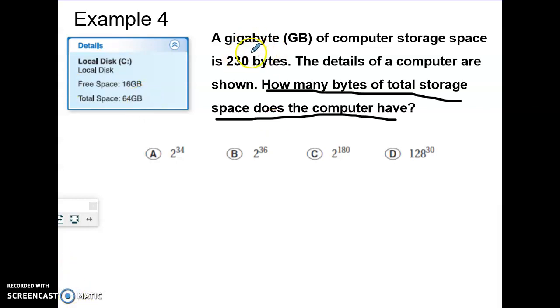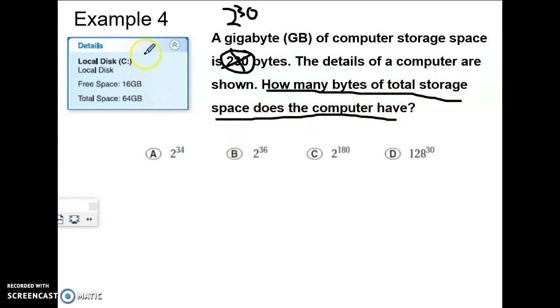Hey guys, somehow this didn't transfer right, and this is where I was getting a little stumped. So this is actually supposed to be 2 to the 30th. Not sure why that's coming in as 230, okay? So the 2 to the 30th bytes, and so that's why I am seeing that, okay? So the gigabytes of a computer storage is 2 to the 30th bytes. The details of the computer are shown below. How many bytes of total storage space does the computer have?